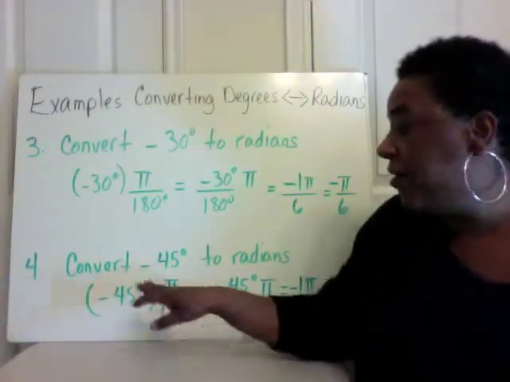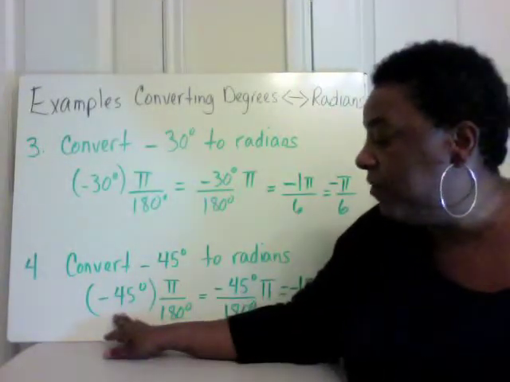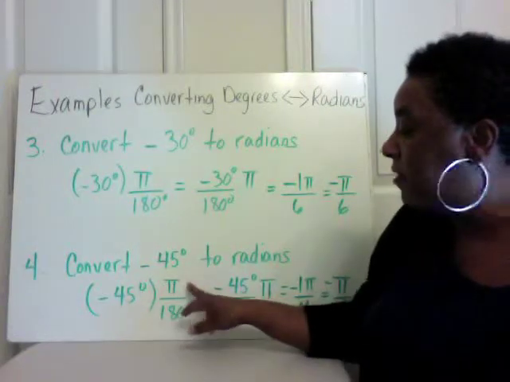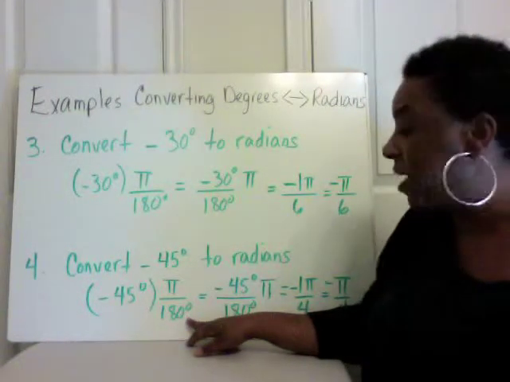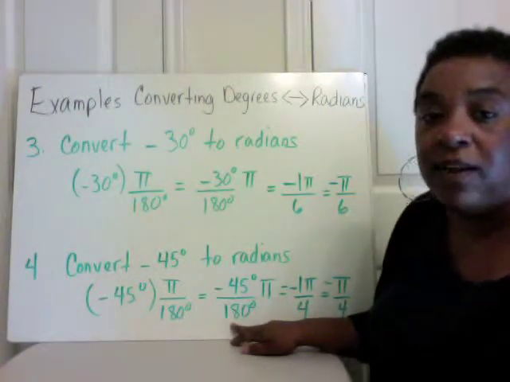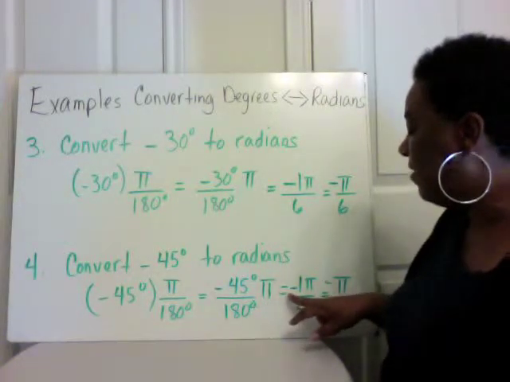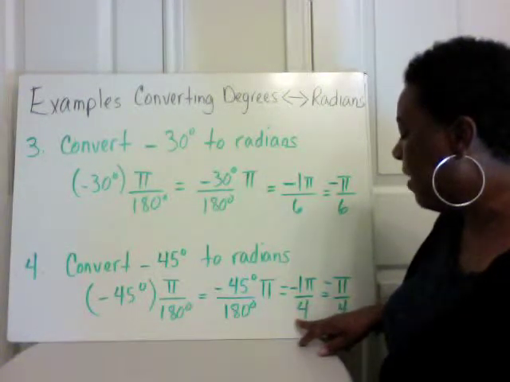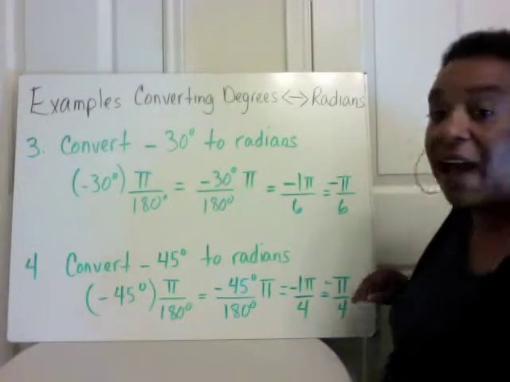Now let's convert negative 45 degrees to radians. So we multiply negative 45 degrees times pi divided by 180 degrees. We can rewrite this as negative 45 degrees divided by 180 degrees times pi. That simplifies to negative 1 divided by 4 times pi. And so our final answer is negative pi fourths.